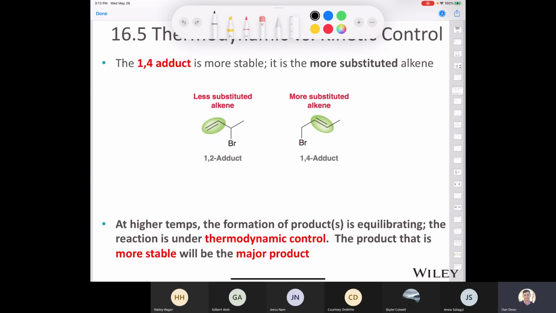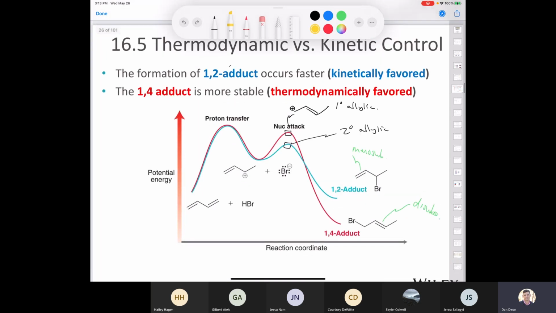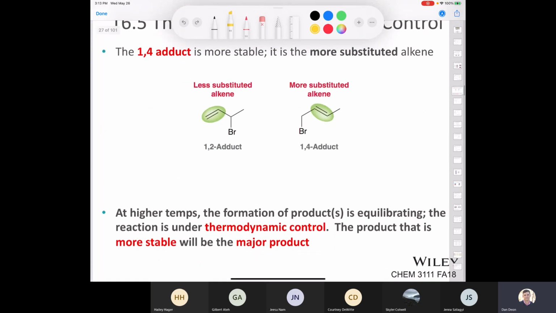So again, the 1,4 adduct is more stable. I just explained why. It's simply because it's more substituted, nothing more than that. And when we have a higher temperature, there's going to be an equilibrium, right? If you jack the temperature up high enough, then you're going to end up forming both of these, and it's going to go back and forth and back and forth. There's going to be an equilibrium if you're at a really high temperature that's higher than both of these activation energies. But thermodynamics is just going to drive the formation of the 1,4 adduct. You're going to get the more stable product.